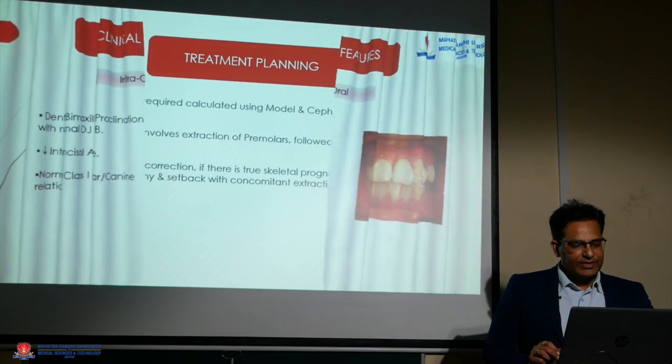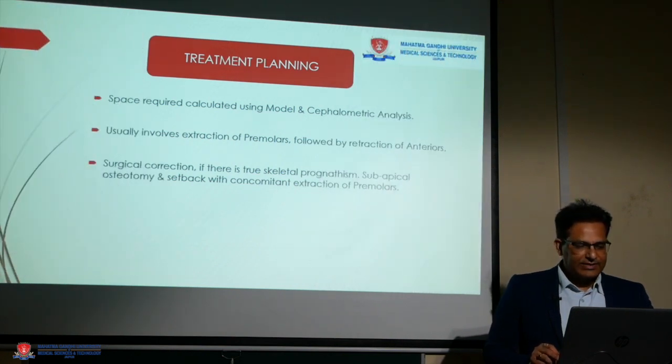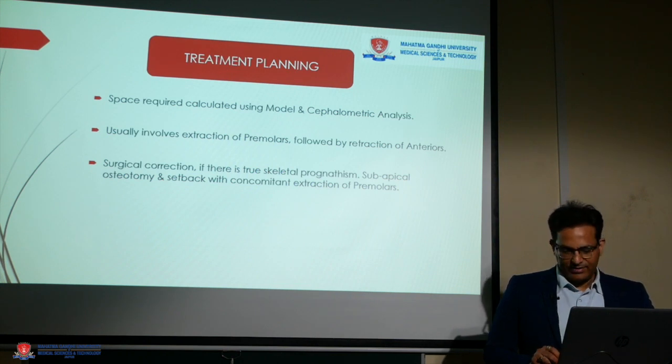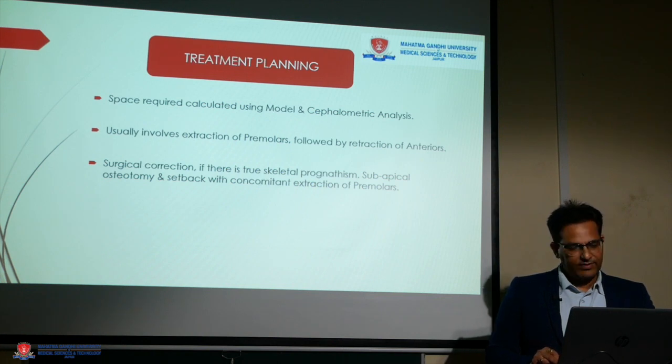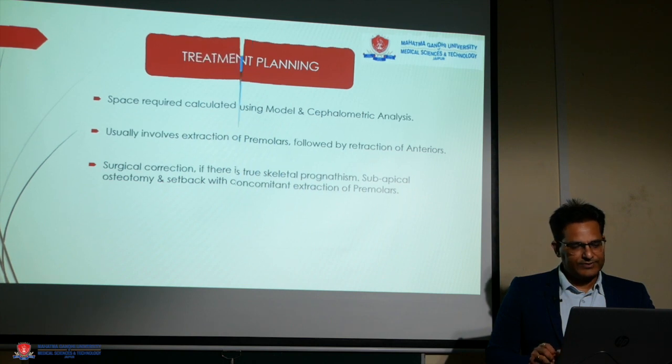The plan usually is sorting out the space discrepancy that is existing, calculating the space discrepancy, resolving it using the extraction of premolars and the retraction of anteriors. Surgical correction might also be required if it is true skeletal prognathism. Subapical osteotomies and setback can be done concomitant with the extraction of the premolars.